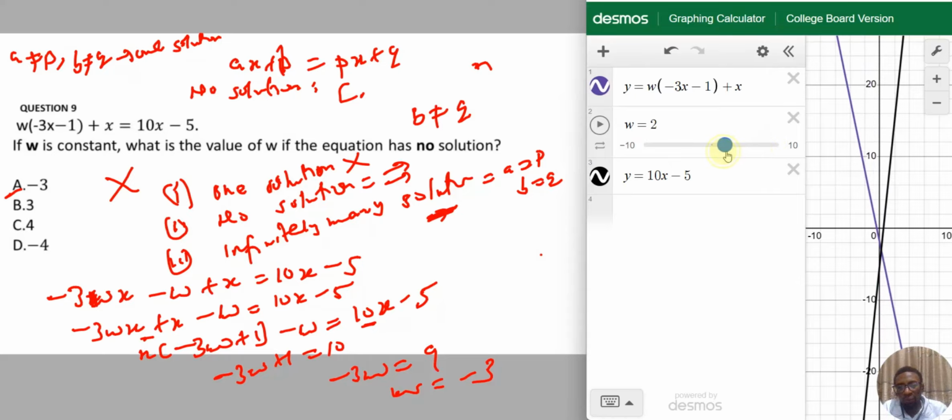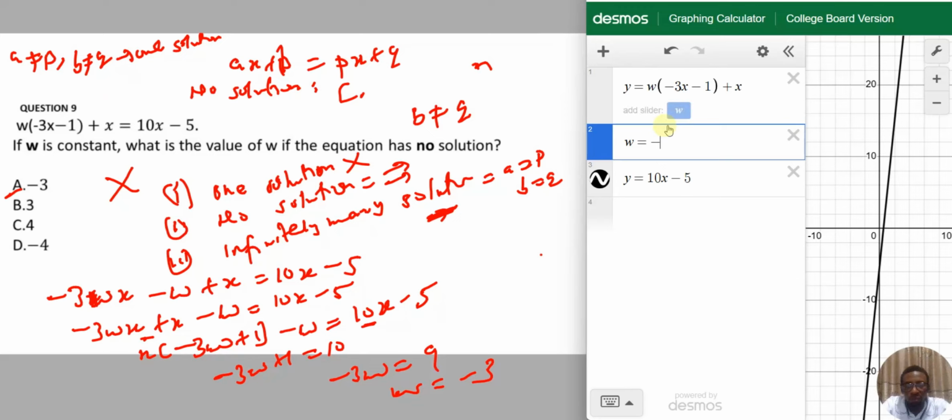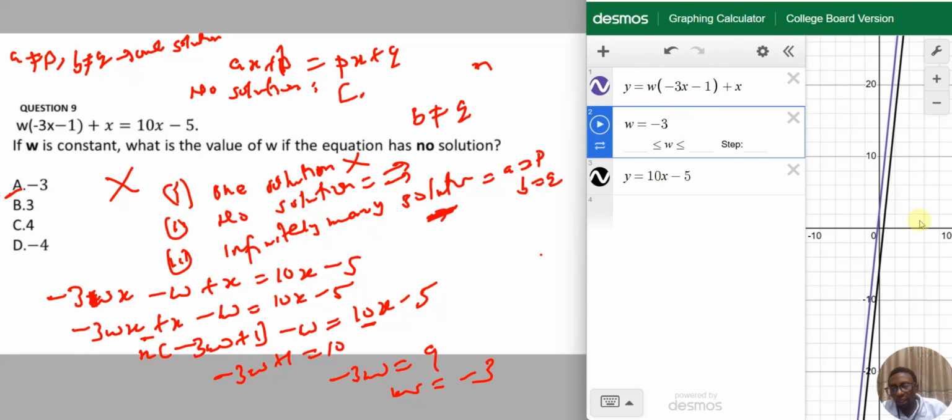Okay, let's see what if w is a negative number. Let's go to minus 3. You can see as I was shifting the w to negative, let's see w is minus 3, since we have solved this before. You can see that the first line, the blue graph, and the second line, the dark line, are parallel. So when w is minus 3, these two equations have no solution because they are parallel. So that is what that question is trying to talk about.